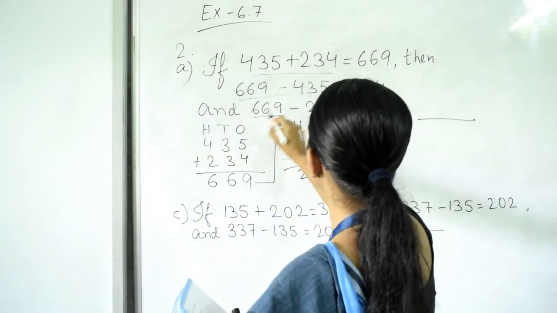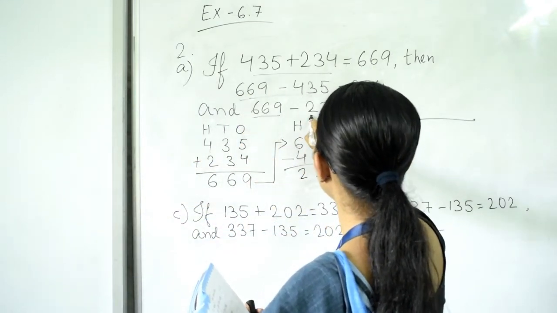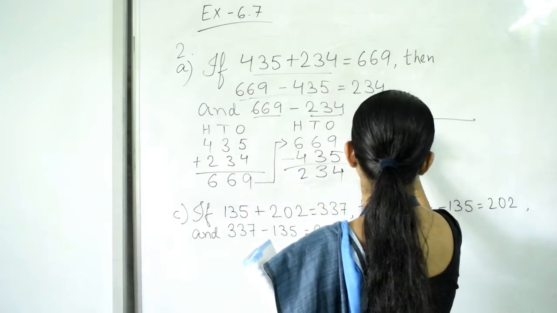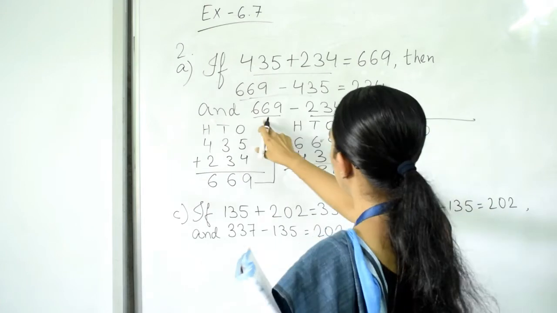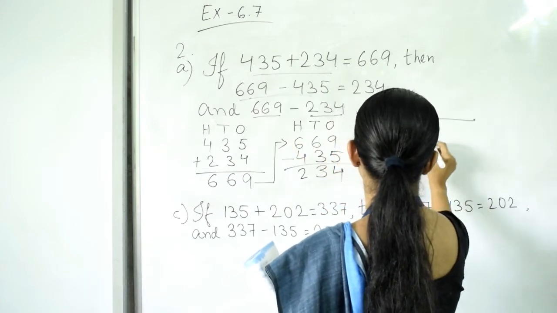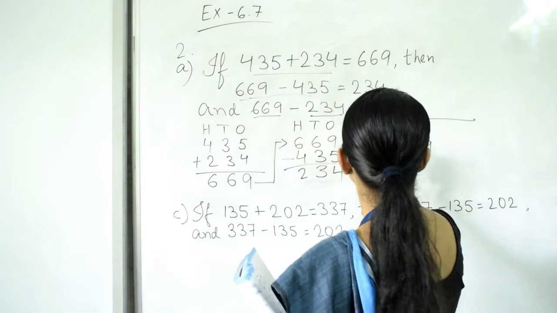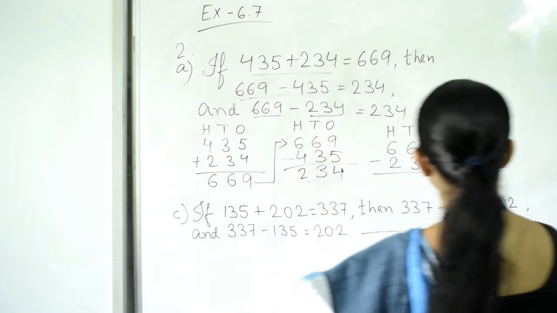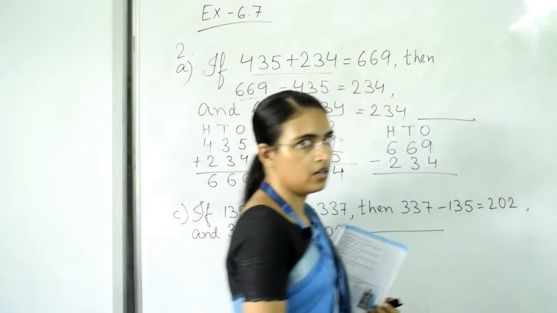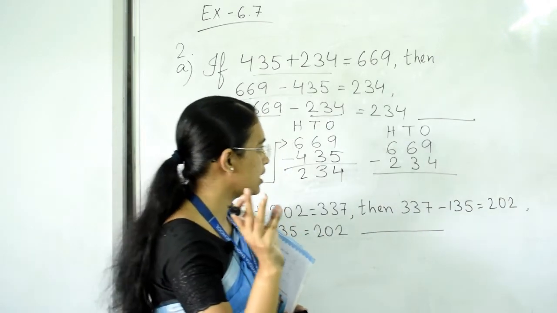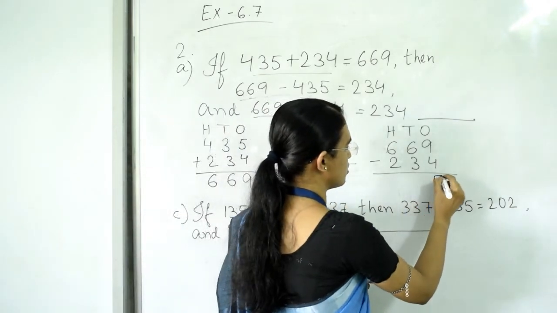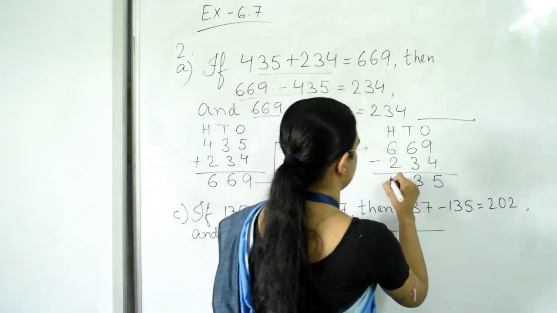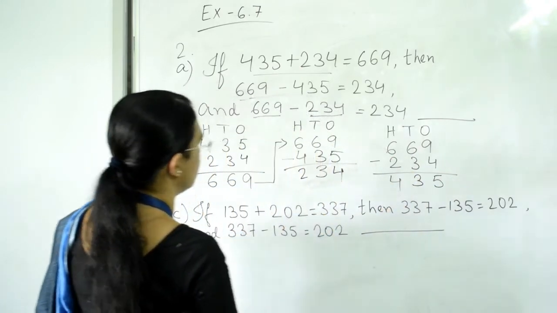Here we have 669, we have to subtract 234 from 669. So again write H2O, write 669 minus 234. Now 9 minus 4 is 5, 6 minus 3 is 3, 6 minus 2 is 4, 435.